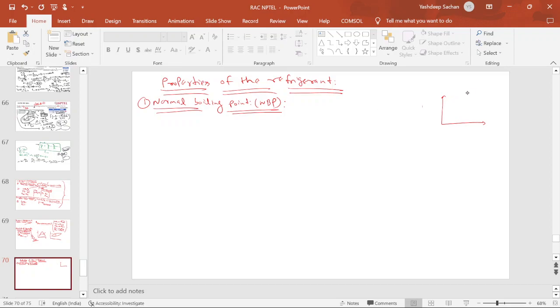So what is vapor pressure? Vapor pressure is the pressure exerted by the vapors at a particular temperature, the pressure exerted by the vapors on the surface of the liquid.